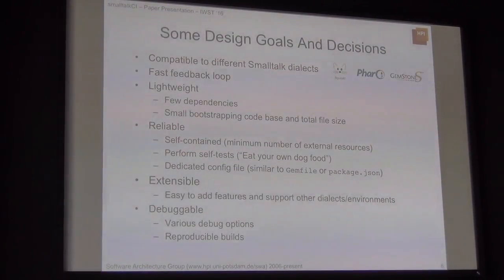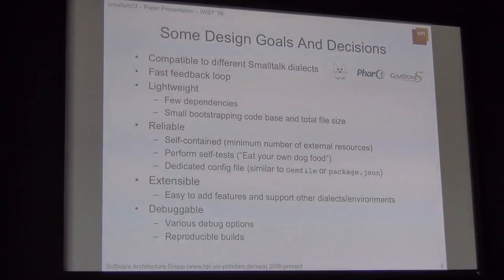It should be lightweight, so few dependencies. The bootstrapping code, which is not written in Smalltalk, should be small because we don't want to deal with this too much, and the total file size of the project should be small, because every time you build a project, Smalltalk CI will be loaded as well. If we cause a lot of traffic, this will mean costs for Travis CI or for any other infrastructure, and we just want it to be efficient.